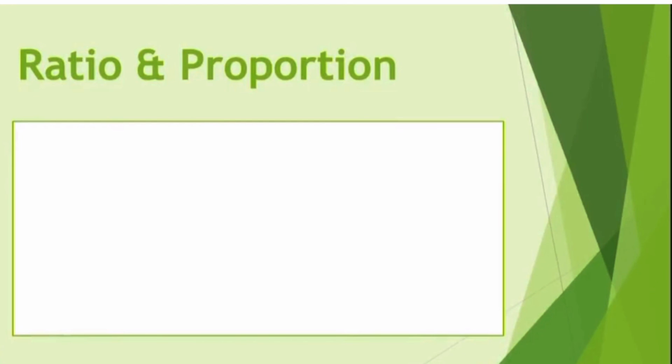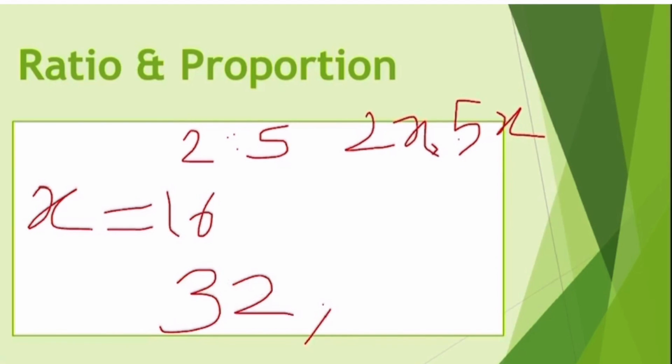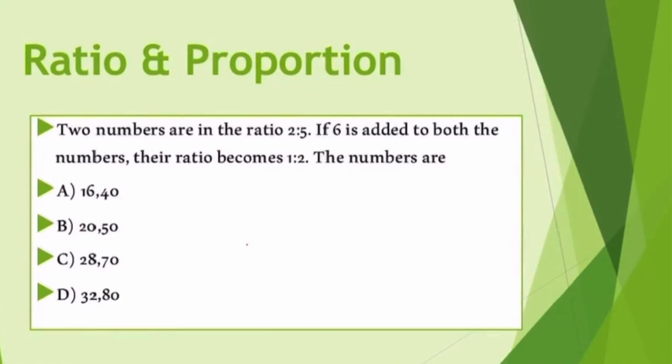The numbers are in the ratio 2:5. So we said let the numbers be 2x and 5x. Now we know the value of x. So 2x is 2 into 16, 32. And 5x, 5 into 16, 80. 32 and 80 are the numbers. Options A 1640, B 2050, C 2870, D 3280 is the right answer.